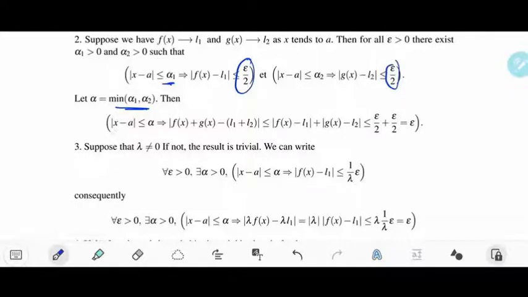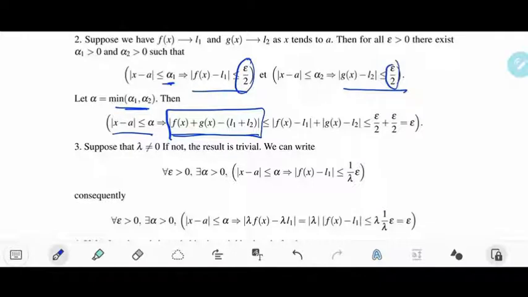if x satisfies |x - a| < alpha, then x satisfies |x - a| < alpha 1 and |x - a| < alpha 2, because alpha is the least number between alpha 1 and alpha 2. So both inequalities hold. Therefore, we have the absolute value of f(x) + g(x) - (L1 + L2), which is the thing that should be less than the number that you gave me, epsilon, in order to have f(x) + g(x) tending to L1 + L2.